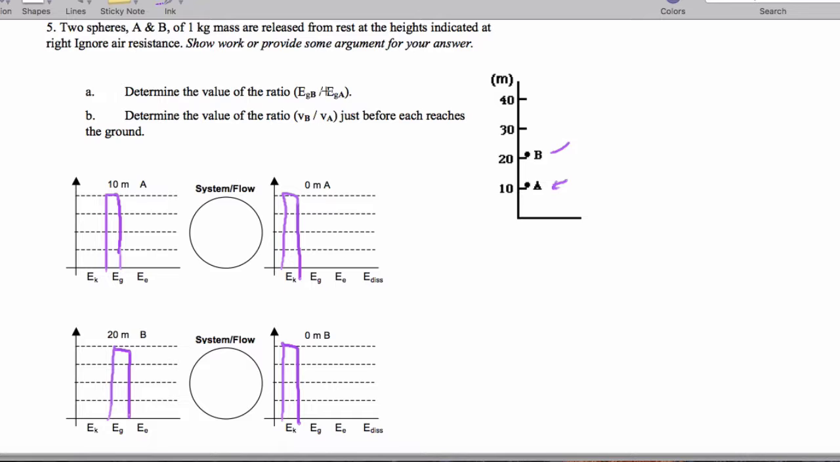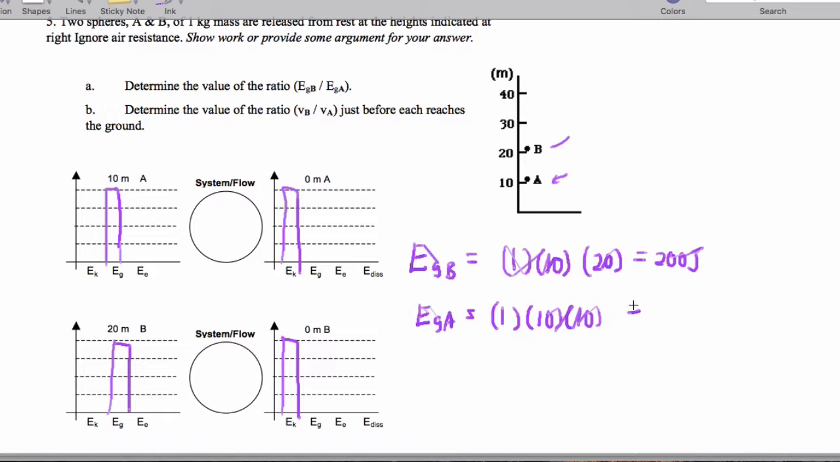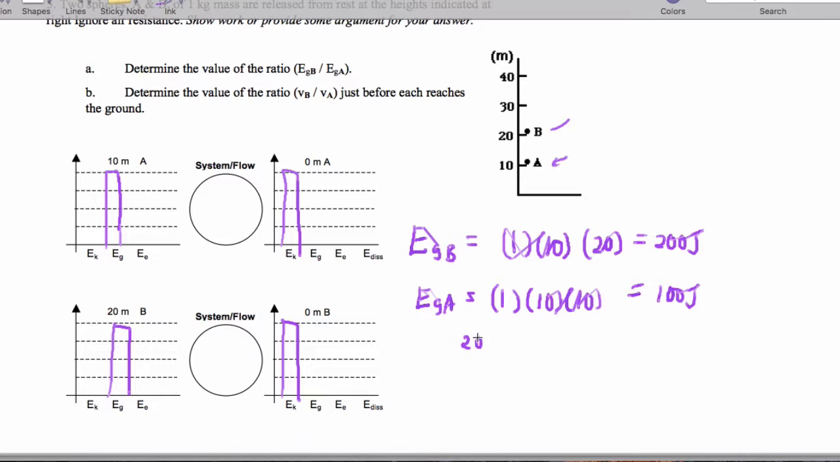So first, let's get the ratio of EGB to EGA. So EGB, let's actually look at the picture. We've got a 1 kilogram mass. We can say 1 times 10, and the height of B is 20. And then EGA, similar idea. That's going to be 1 times 10 times 10. And when we calculate this out, this is going to be 200 joules. This is going to be 100 joules. Don't even worry. You know how to divide. Just take this ratio, 200 divided by 100, and that'll be 2.